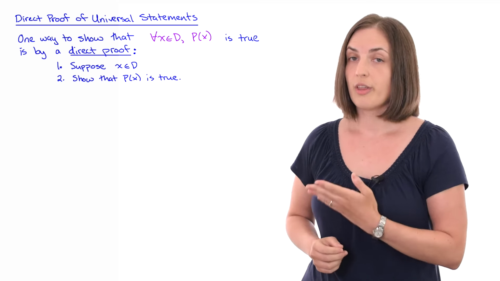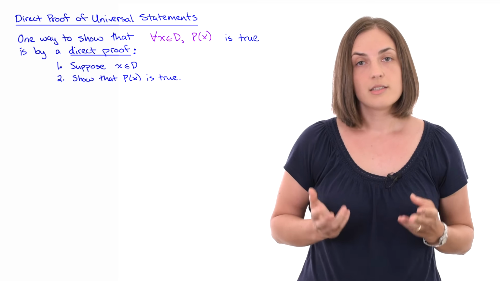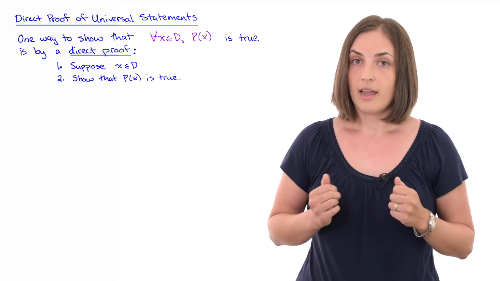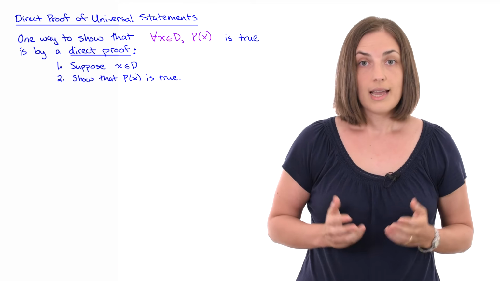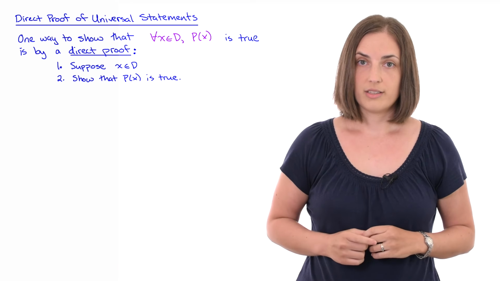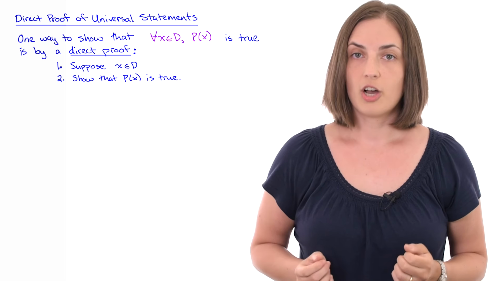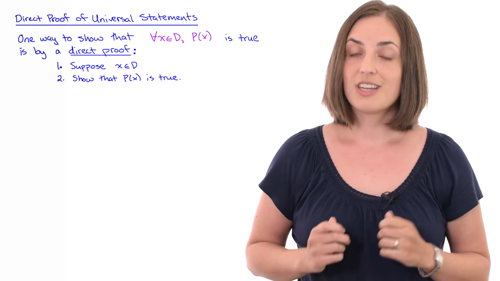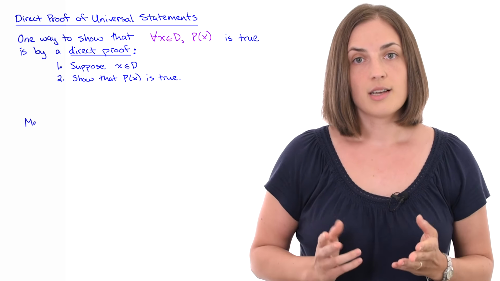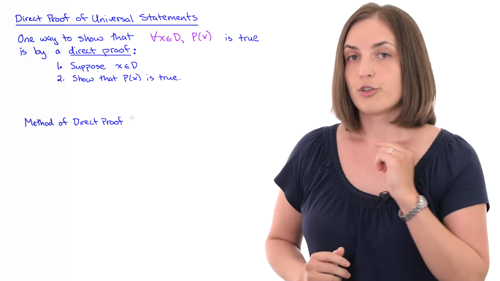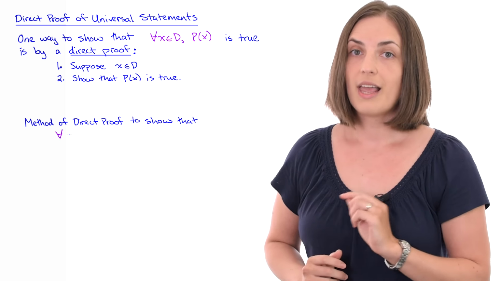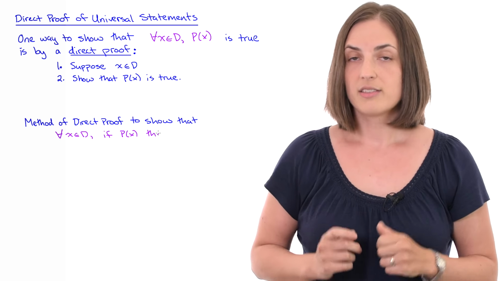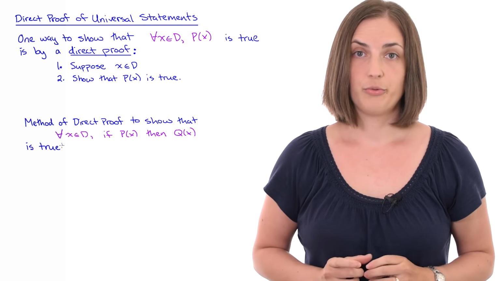Step 2 was to show that P of x is true. This is done using definitions and previously established results, as well as the rules of logical inference. Now, one of the most common statement forms that we aim to prove in mathematics is the universal conditional statement. So let's discuss the method of direct proof for showing that a statement, for all x in D, if P of x, then Q of x, is true.